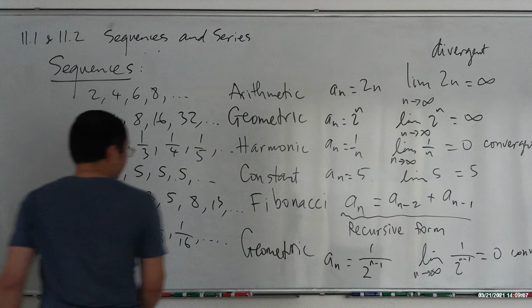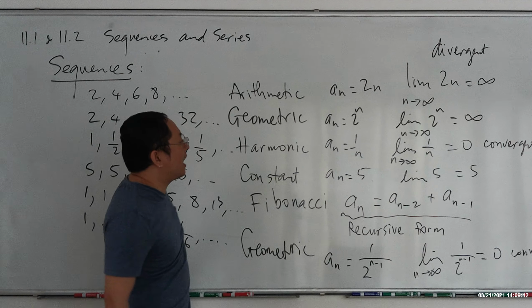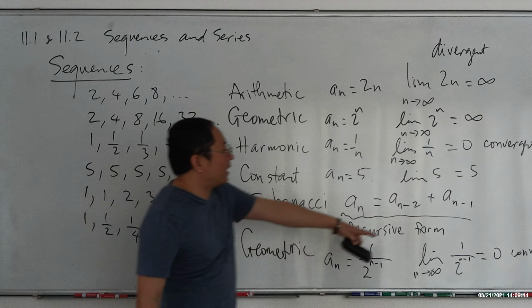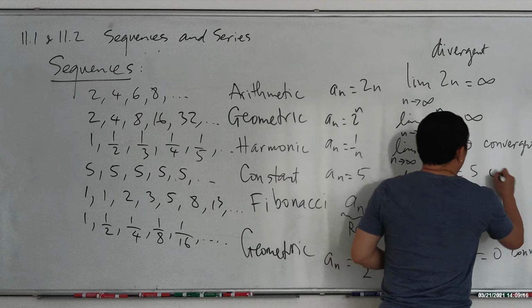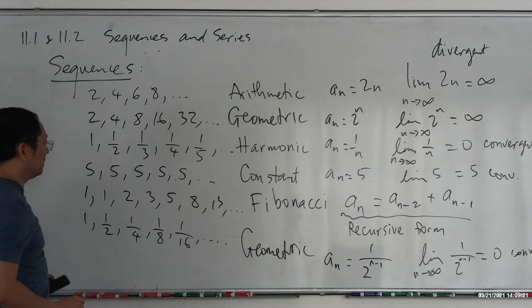Let me show you another example that shows the limit is actually undefined. So far, in all the examples I gave you on the board, the limit is either a finite number, which is convergent, or goes to infinity, which means divergent. Let me show you another example. Say this one.